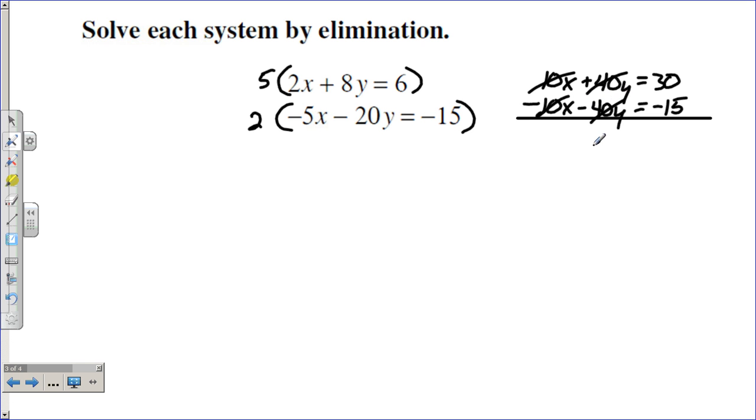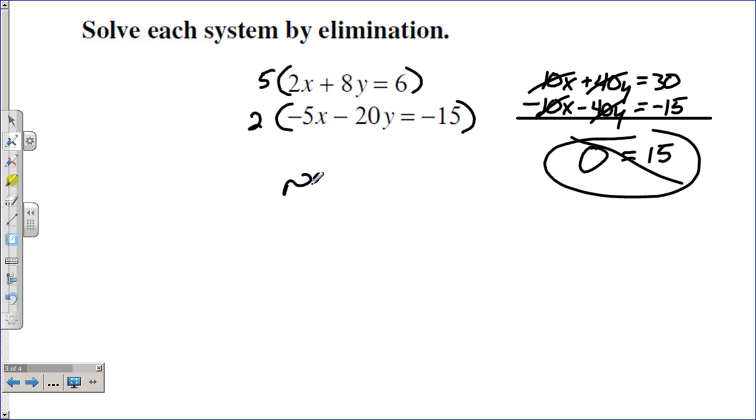So I have nothing over here, so I have 0 equals, and then 30 minus 15 is 15. If you ever get this, does 0 equal 15? Absolutely not. This is no solution. Okay? So that's how you're going to be using elimination.